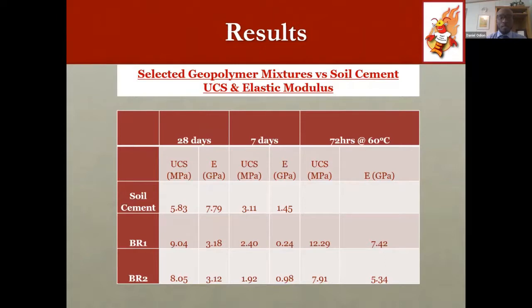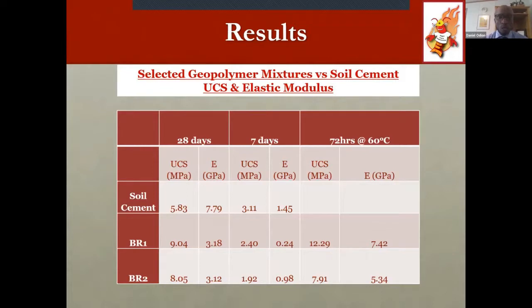So when we compare this, as we can see under 28 days and 7 days, we found that the strength of the geopolymers under 28 days are actually higher than the soil cement. However, the soil cement strength is higher under 7 days, because we all know that soil cement actually gains high strength faster than geopolymer. But in the long run, geopolymer gains greater strength than soil cement.